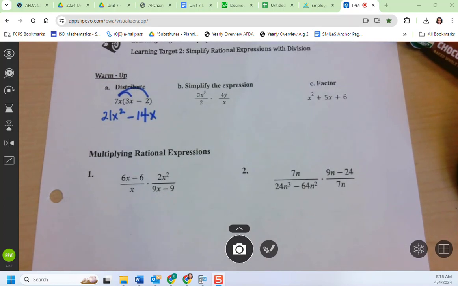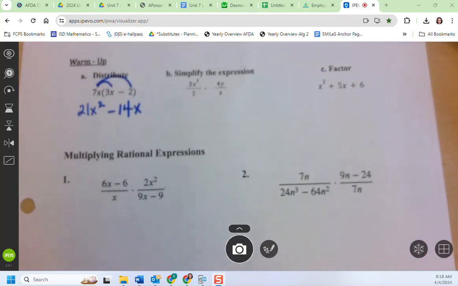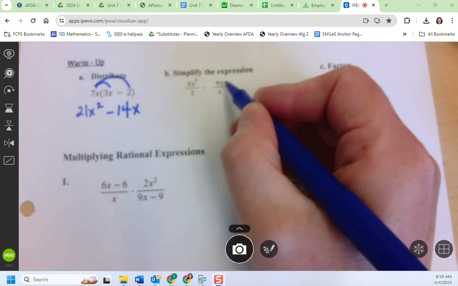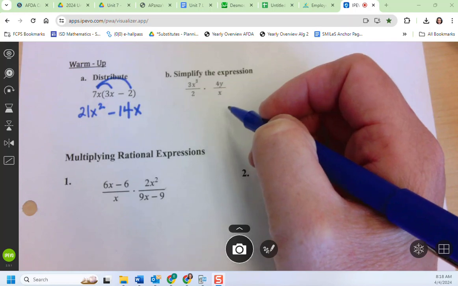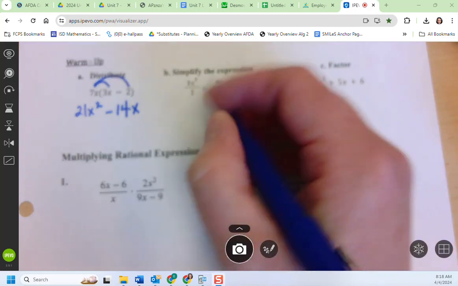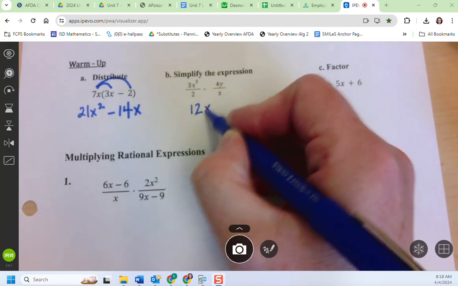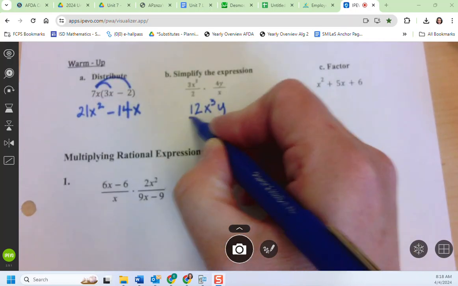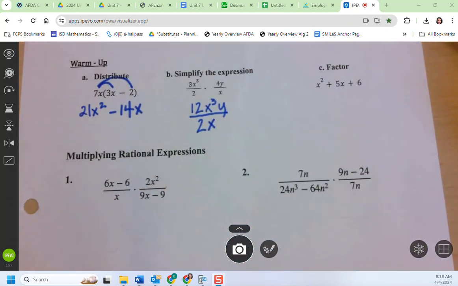All right, next we're going to multiply these two fractions together. Multiplication is very straightforward. You just multiply the top by the top and the bottom by the bottom. You don't need a common denominator to multiply or divide. So 3 times 4, and then x cubed y over 2x. That's my first step, right? I just multiply the top by the top and the bottom by the bottom.